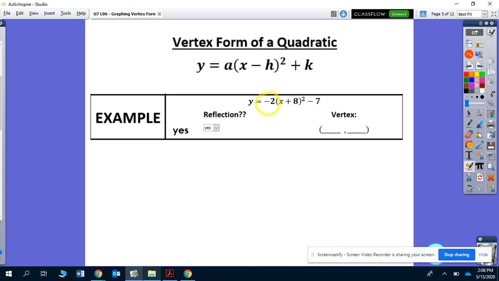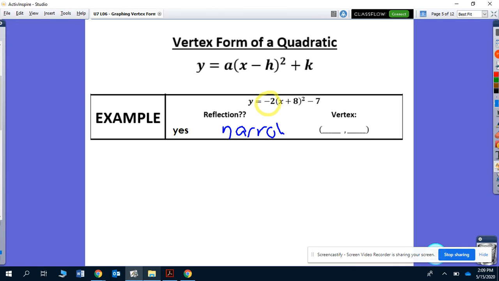The second thing that it's going to do is, because it's further from 0, it's also going to make our graph narrow. So the further we go from 0, it's not going to be extremely narrow, but it's going to be narrower than if it was like 1/2 or something like that.